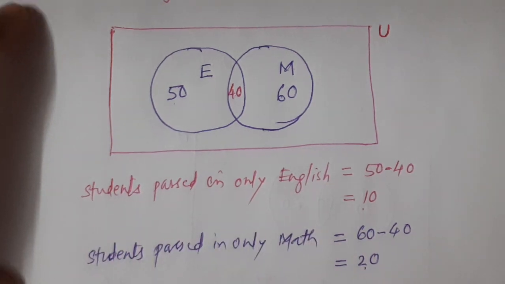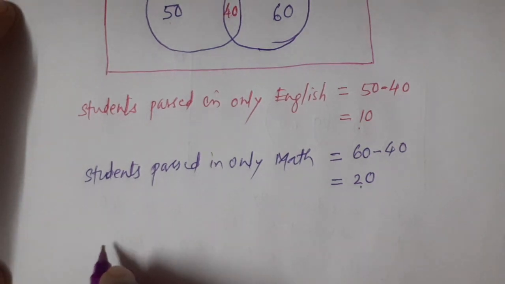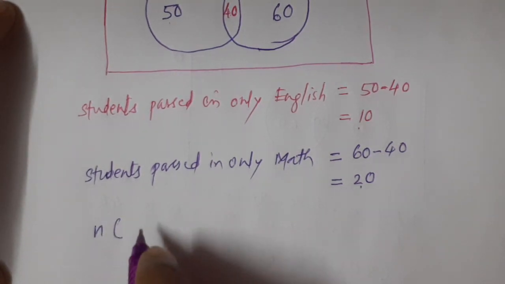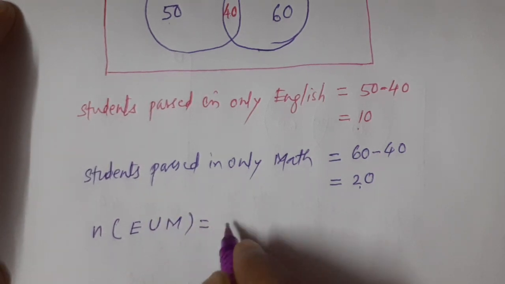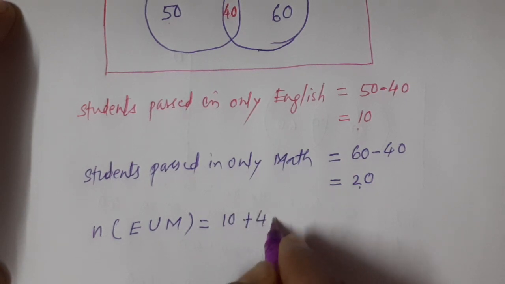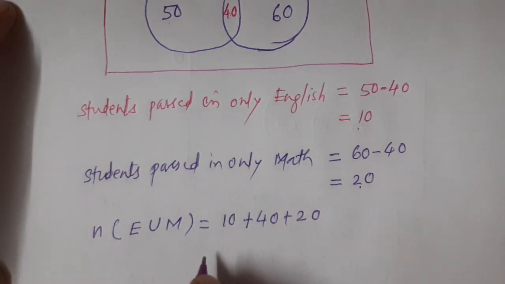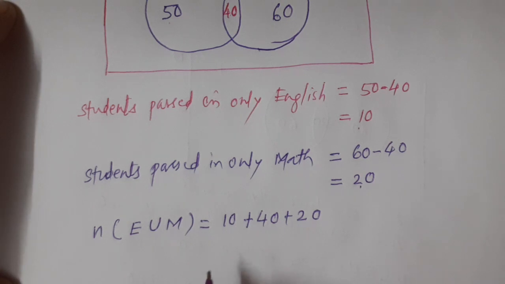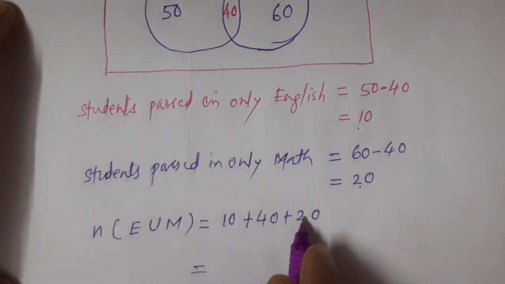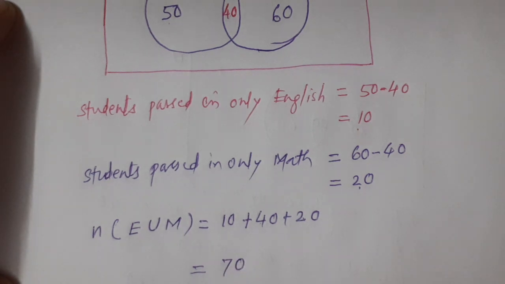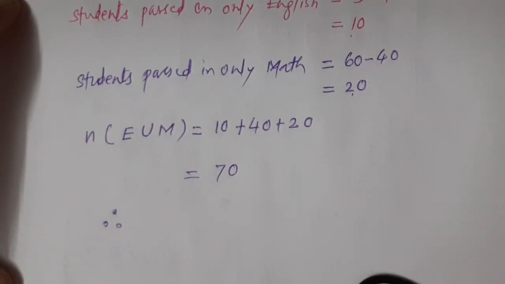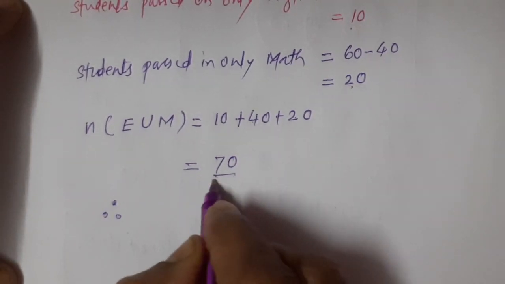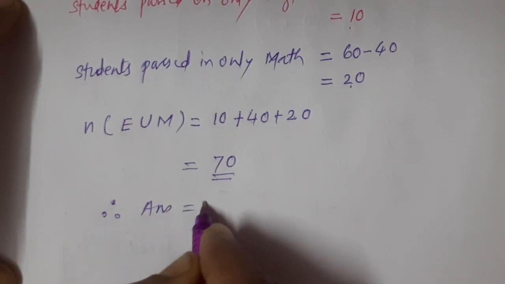When you take the union of all this, the number of students that passed in English and math comes out to be 10 plus 40 plus 20. That means we are calculating the number of students who passed in at least one of the subjects, and that comes out to be 40 plus 20 is 60, plus 10 is 70. This is the answer. So students who pass in at least one of the subjects is 70.